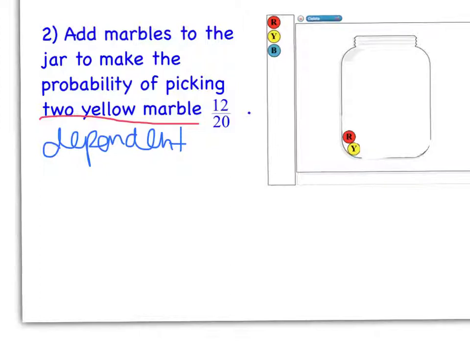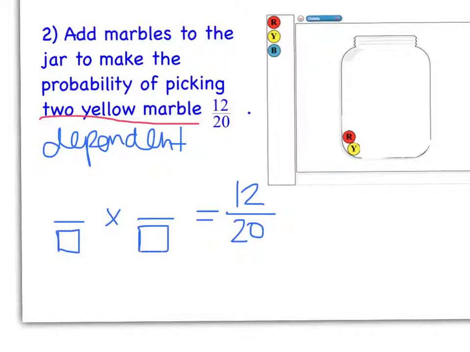Our denominator is going to change. So I'm going to put 2 fractions down, and I know that the fractions have to multiply to 12 over 20. So right now, I'm just brainstorming, I know the first number could be any number, really. And the second number is going to be 1 less than the first number.